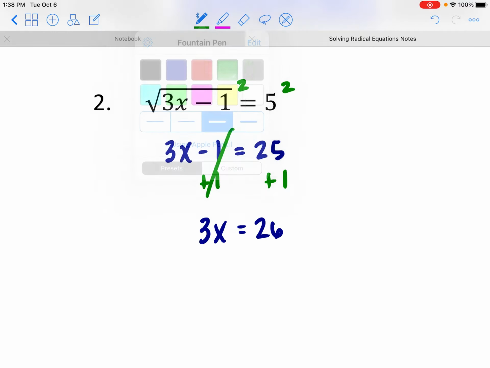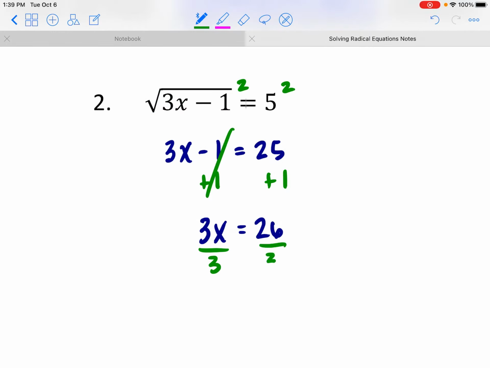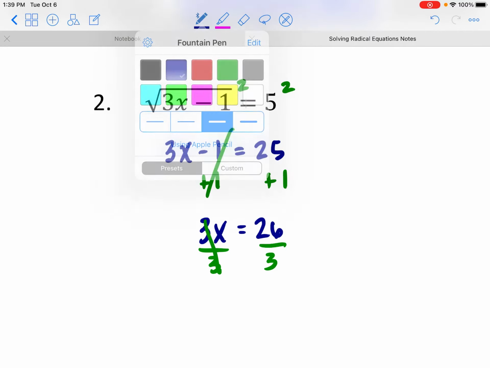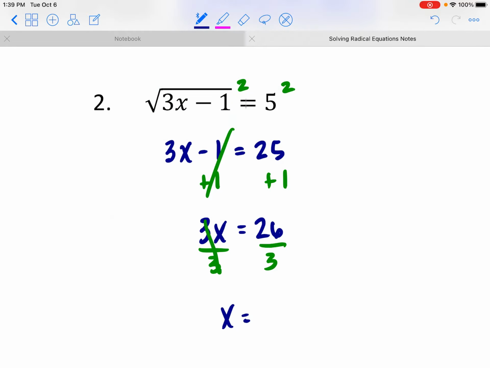And now I can get rid of the 3. So I divide both sides by 3. And then we have it. X equal to, this doesn't divide or reduce. So 26 thirds is going to be our answer.